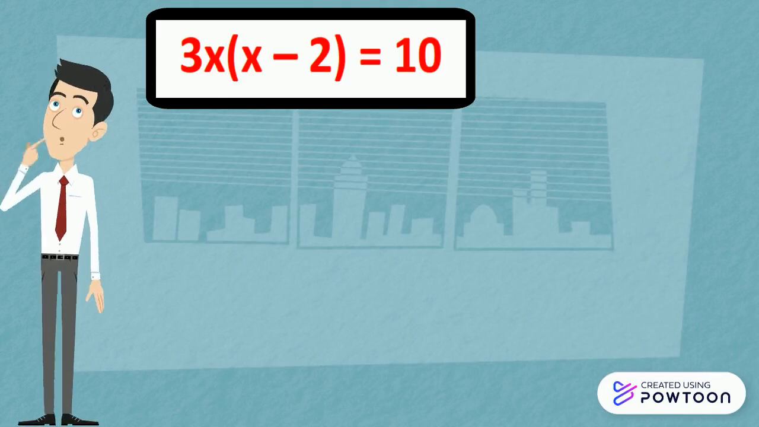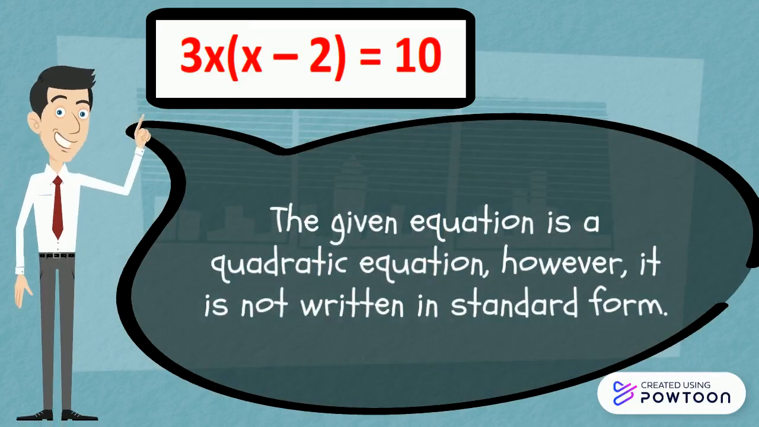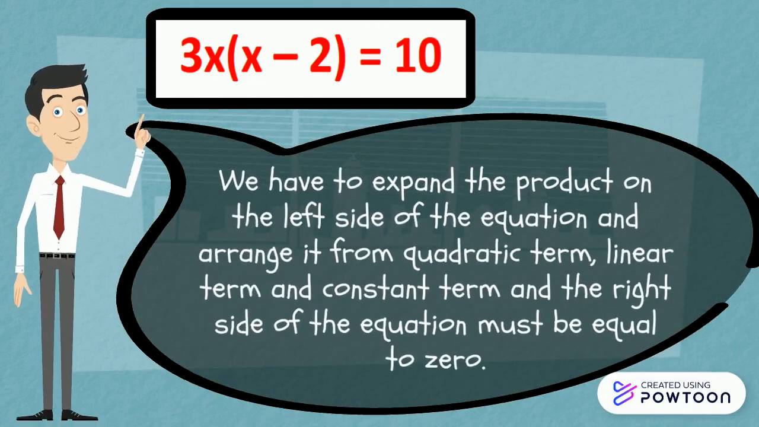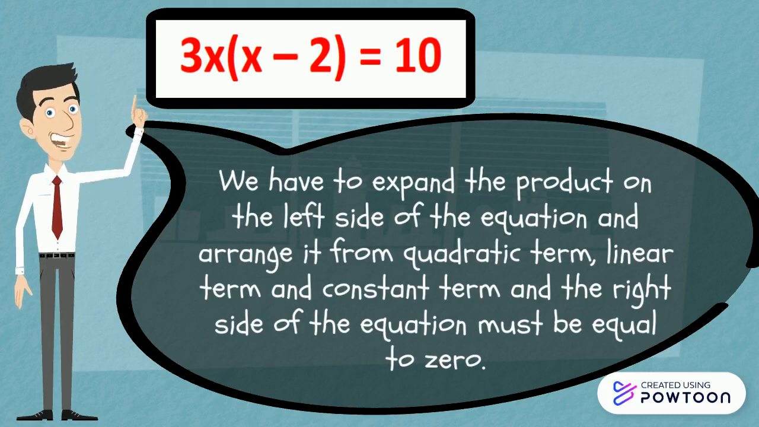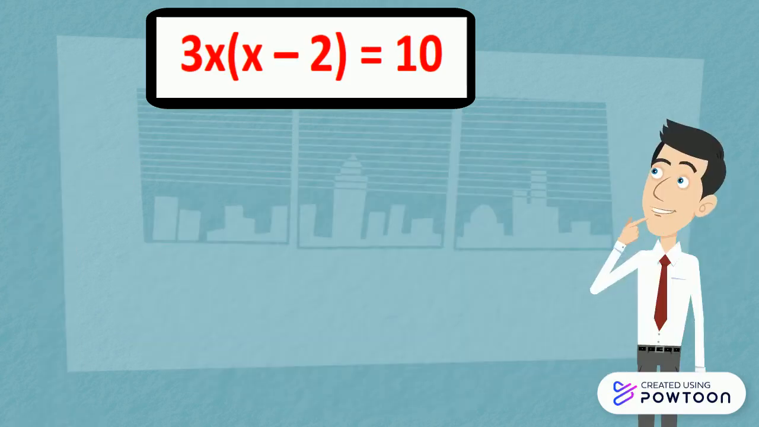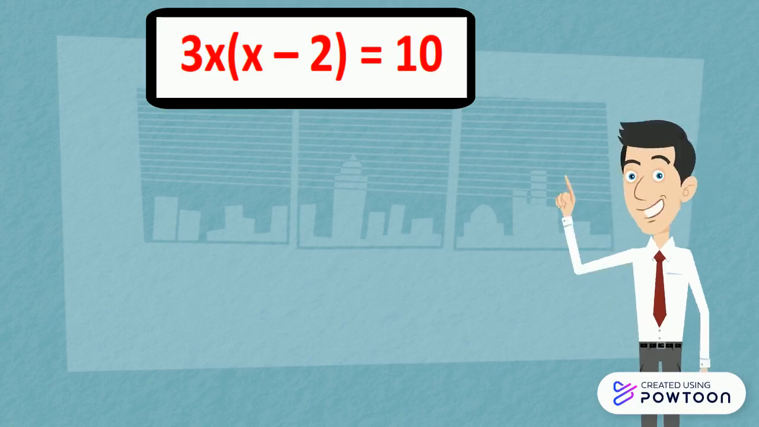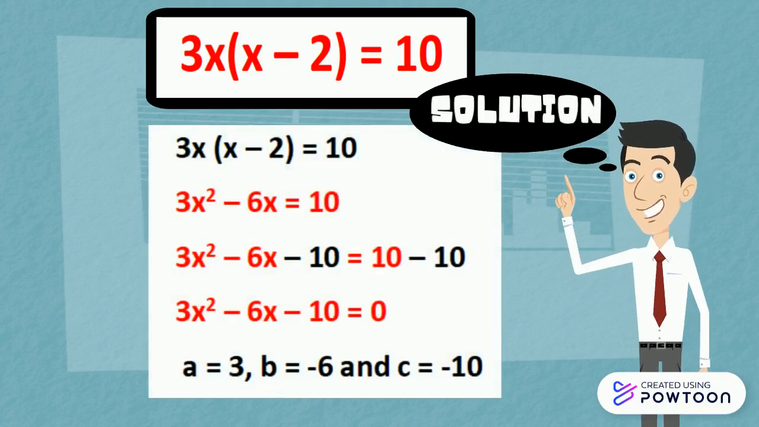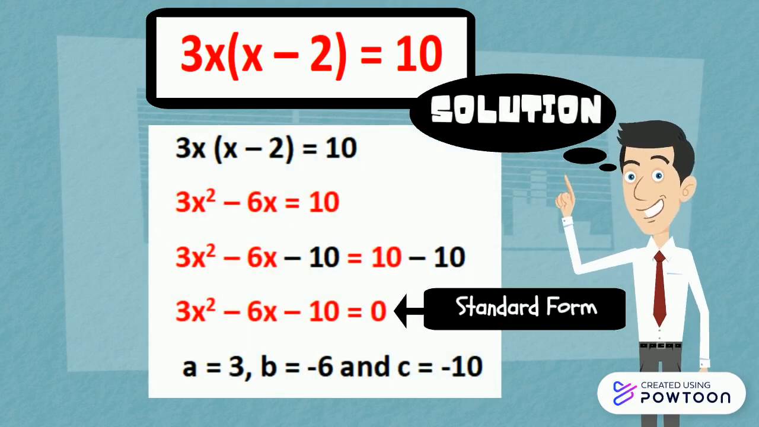Lastly, the given equation is a quadratic equation. However, it is not written in standard form, so we have to expand the product on the left side of the equation and arrange it from quadratic term, linear term, and constant term, and the right side of the equation must be equal to 0. The standard form of the given quadratic equation is 3x squared minus 6x minus 10 equals 0, where a equals 3, b equals -6, and c equals -10.